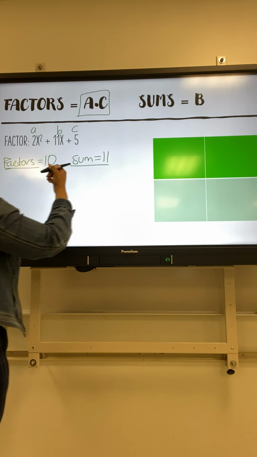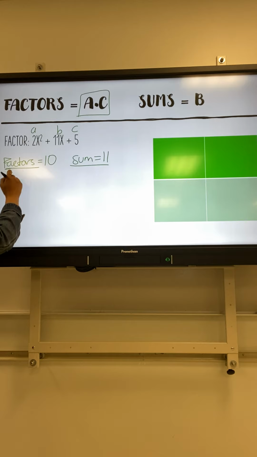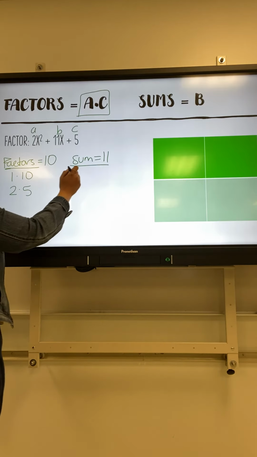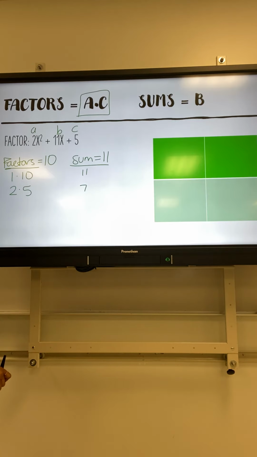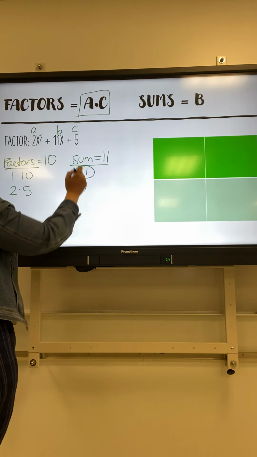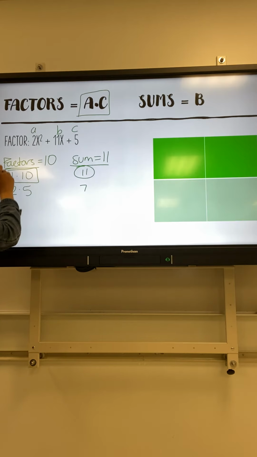And if we need to, we can write out our factors just like we talked about. So we have 1 times 10 and 2 times 5. These are really the only ways we can multiply to get 10. And we want to know which one is going to sum 11. Well, 1 and 10 sums 11 and 2 and 5 sum 7. So we are looking for this pair here. So I'm going to be using 1 and 10.